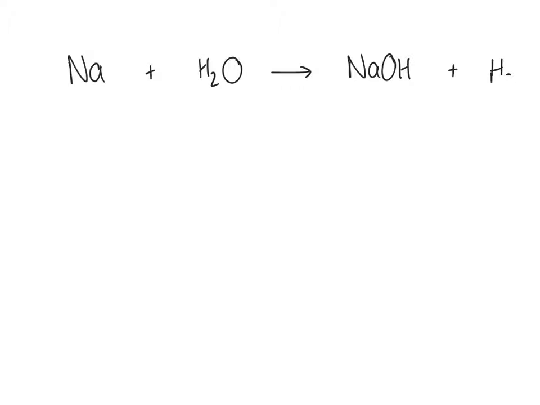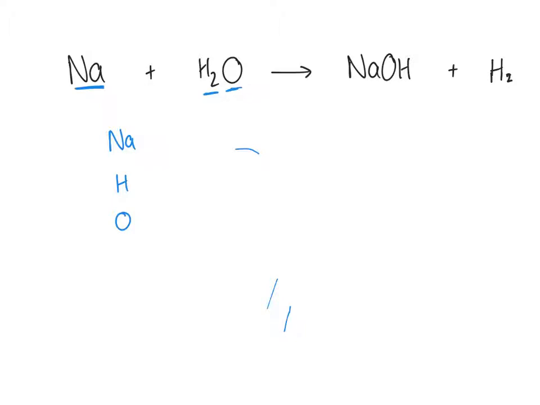So the first step is always to write out your simple equation, and we'll be working on doing that tomorrow. The next step in balancing an equation is to make a list of all the elements that you have on the left hand side of the equation. So you'll see that we have sodium, and so I'll write down Na. You'll see we have hydrogen, so I'll write down H. You'll see we have oxygen, and so I'll write down O.